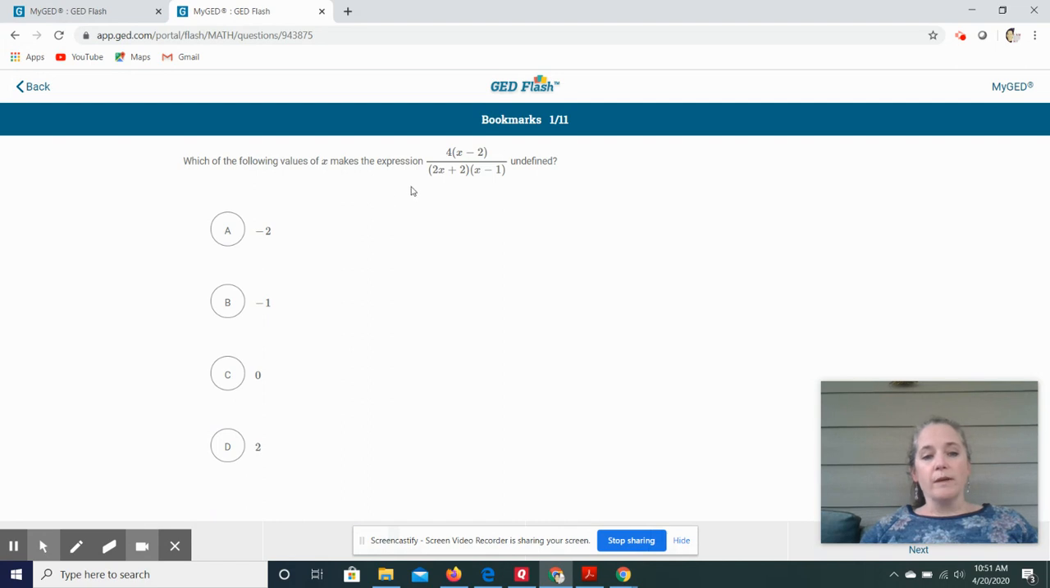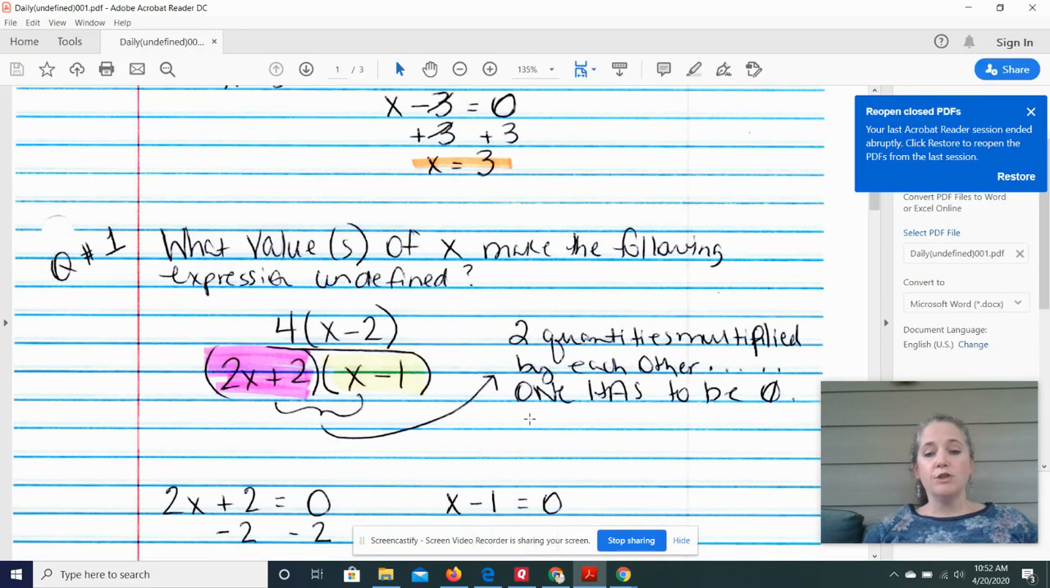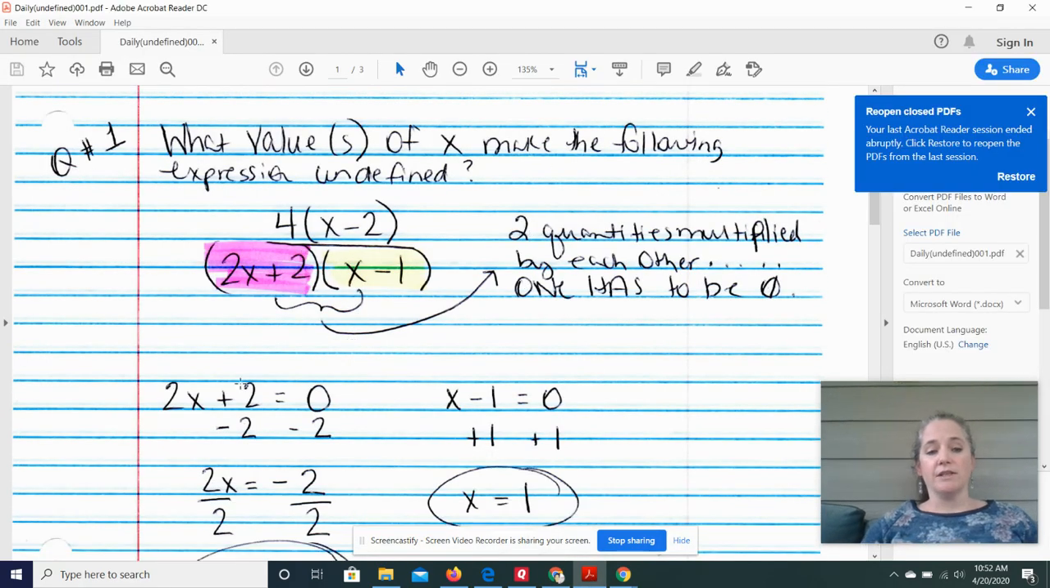Which of the following values of x makes this expression undefined? Well, you have two things being multiplied by each other here, 2x plus 2 and x minus 1. One of those has to equal 0 because anything times 0 is 0. So either 2x plus 2 has to equal 0 or x minus 1 has to equal 0. So basically you're going to have to do two different equations here. 2x plus 2 equals 0 and x minus 1 equals 0.